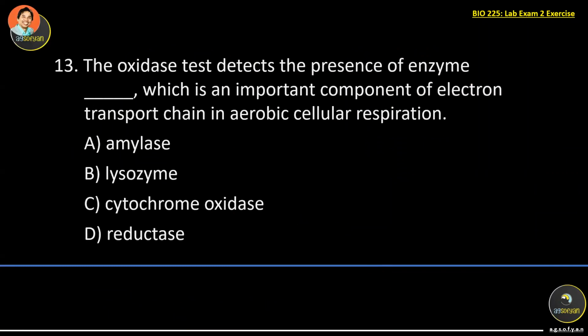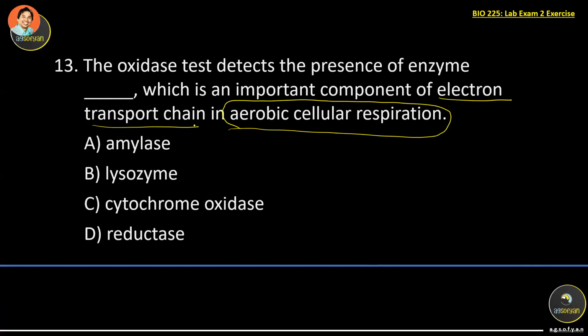Now the next test, after the gram staining test, is the oxidase test. The oxidase test detects the presence of enzymes blank, which is an important component of electron transport chains in aerobic cellular respiration. So it is used for aerobic cellular respiration. This enzyme is used for this aerobic cellular respiration. It's especially on the last step, which is the electron transport chains.